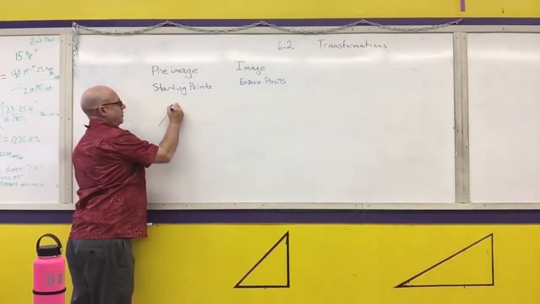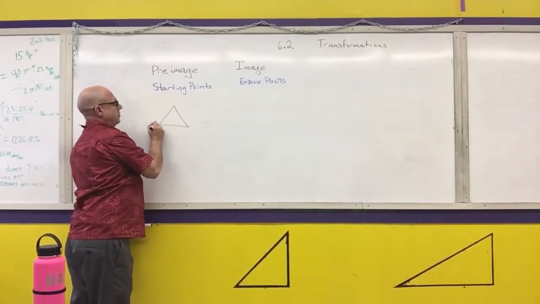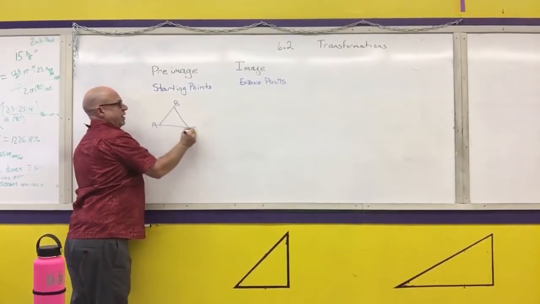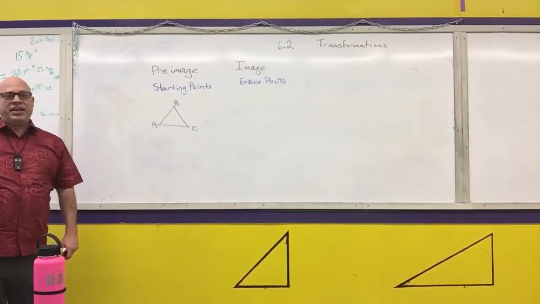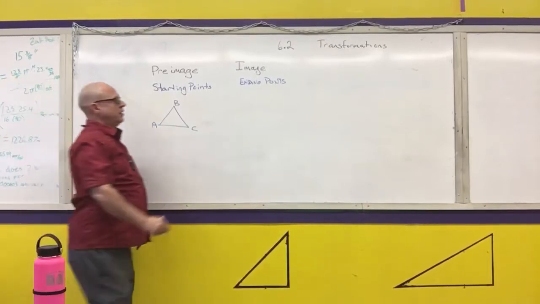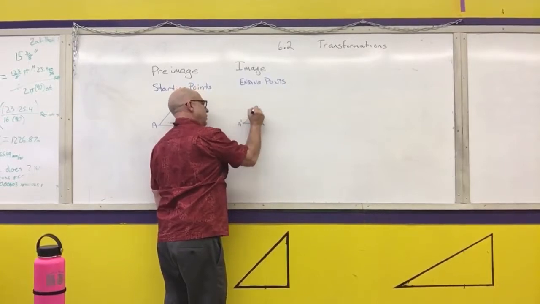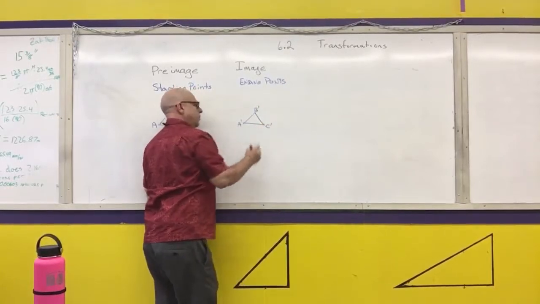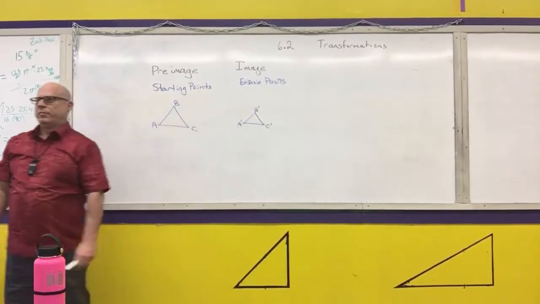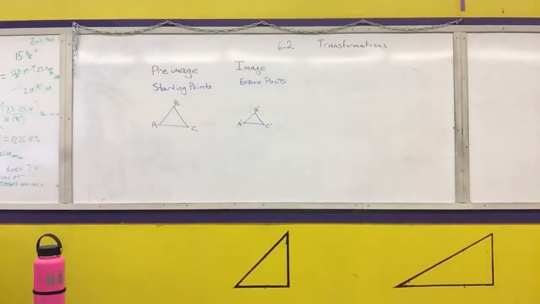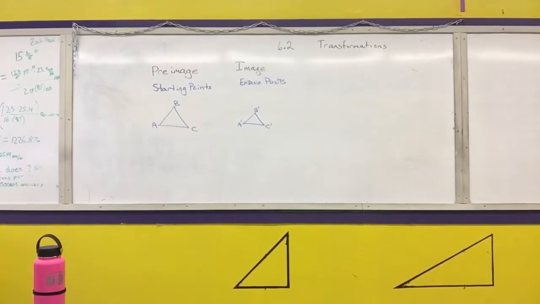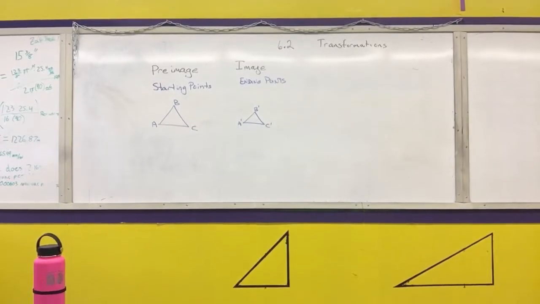If I had this triangle that has this as its pre-image, its image, I'm going to make it smaller, would have little prime symbols next to it. That way you use the same letters over and over again. You don't have to come up with different letters. The A is going to match with the A, the B is going to match with the B, the C is going to match with the C.